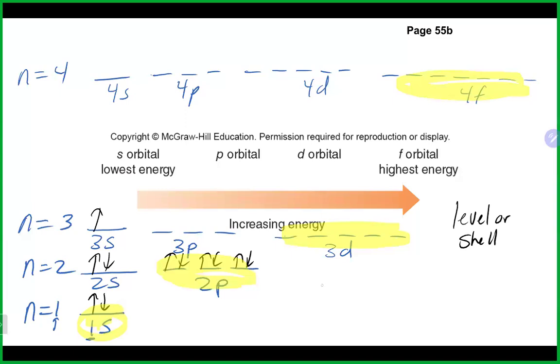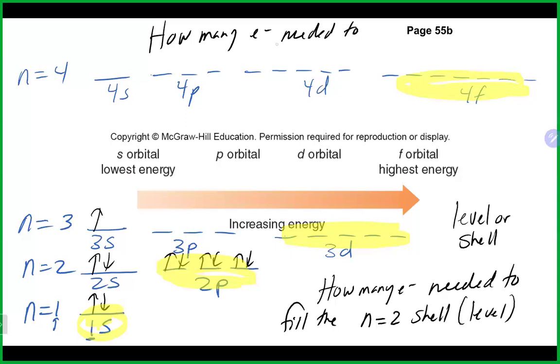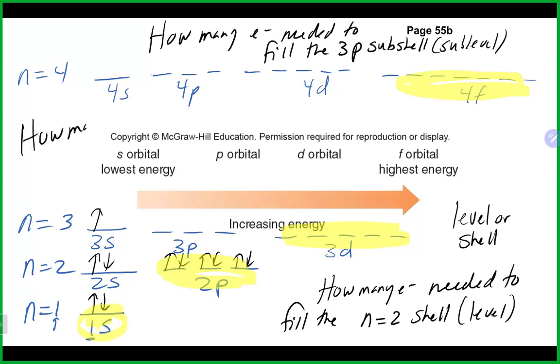So for example, if I want to know how many electrons would be needed to fill the n equals 2 shell or level, and I want to know also how many electrons are needed to fill the 3p subshell or sublevel, and I want to know how many electrons to fill a 4f orbital.